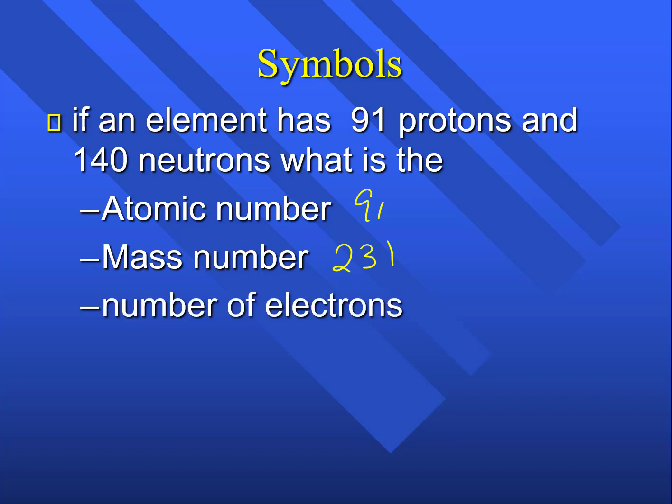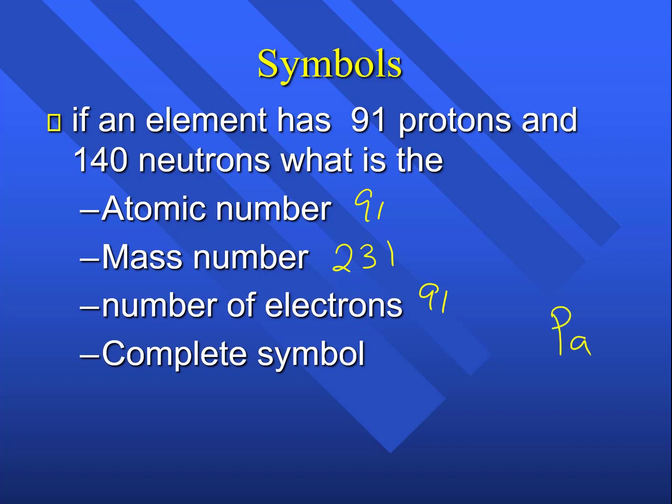Number of electrons. Well, it was neutral, so it's going to be 91. Complete symbol. Yeah, PA is not the complete symbol. Okay, first of all, how did they know it was PA? Because the atomic number was 91. Okay? And so that 91 is the atomic number, so it goes down at the bottom. And the mass number goes up top, the 231. There's no charge because it's got the same number of protons as electrons.